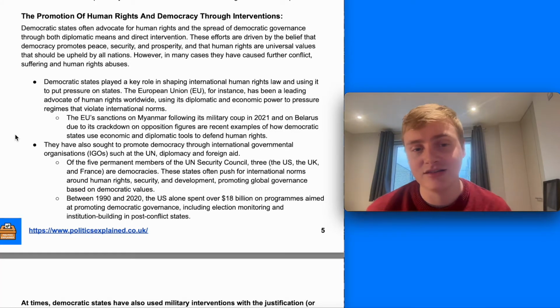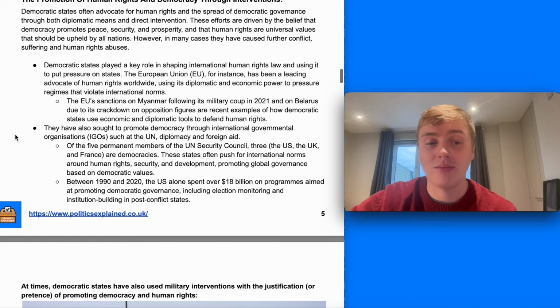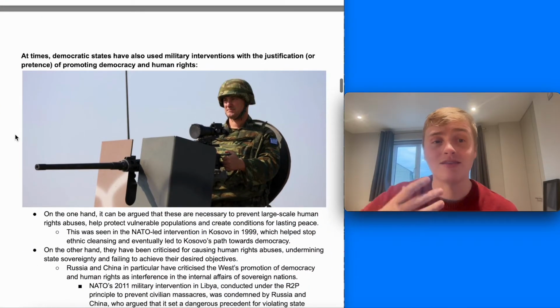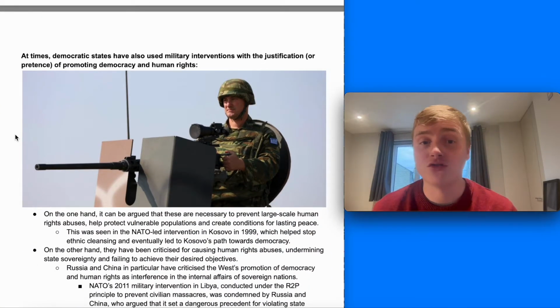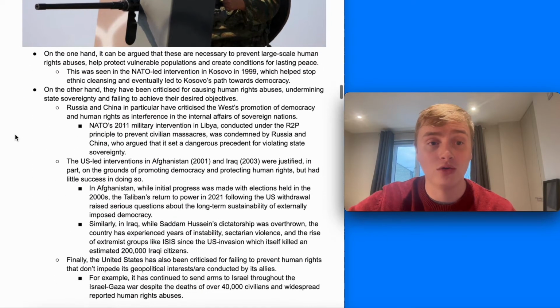So between 1990 and 2020, the US alone spent over $18 billion on programs aimed at promoting democratic governance abroad. Crucially though, as I mentioned, they've also at times used military interventions with the justification, or some might say the pretense, of promoting democracy and human rights across the world.